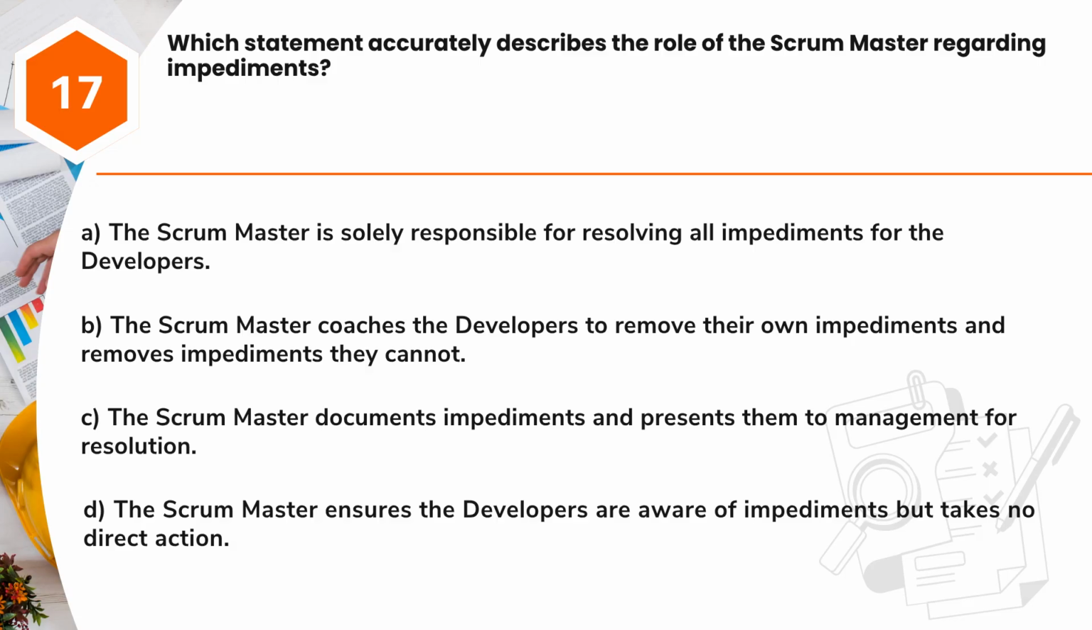Question 17. Which statement accurately describes the role of the Scrum Master regarding impediments? A. The Scrum Master is solely responsible for resolving all impediments for the developers. B. The Scrum Master coaches the developers to remove their own impediments and removes impediments they cannot. C. The Scrum Master documents impediments and presents them to management for resolution. D. The Scrum Master ensures the developers are aware of impediments but takes no direct action.